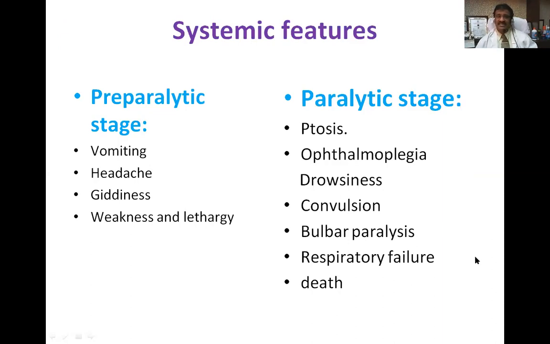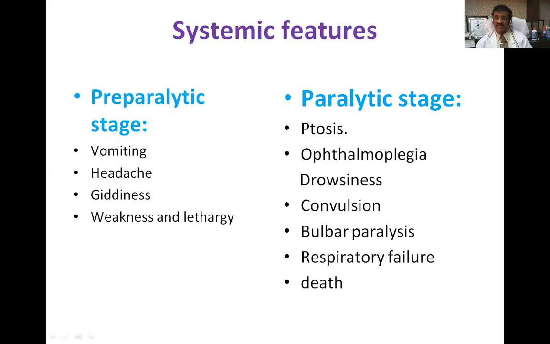In the pre-paralytic stage, we will have vomiting, headache, giddiness, weakness, and lethargy. In the paralytic stage, there will be ptosis, meaning drooping of eyes, ophthalmoplegia, drowsiness, convulsion, bulbar paralysis. Bulbar paralysis means paralysis of the brainstem, which includes the medulla oblongata. So the 9th, 10th, 11th, 12th cranial nerves get hampered. There will be paralysis of all the muscles which are supplied by those nerves, usually which are required for respiration.